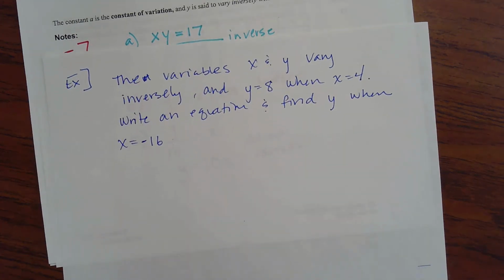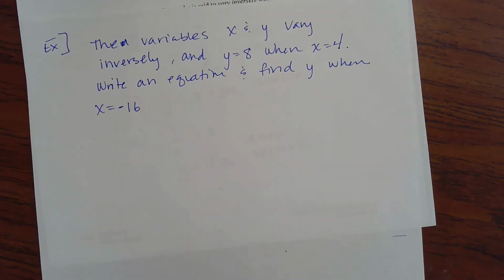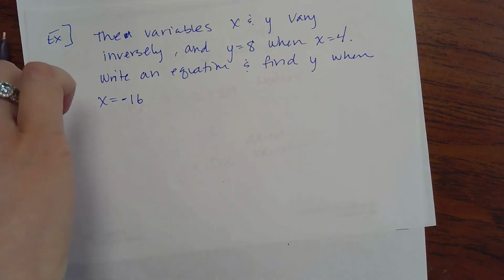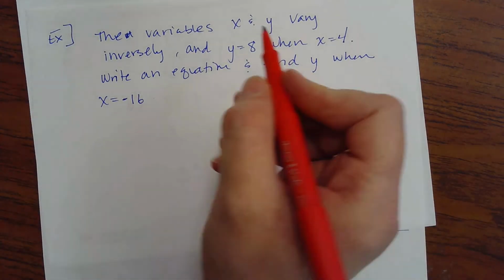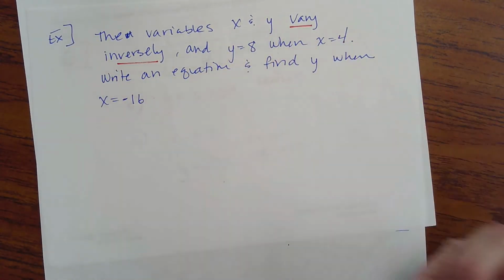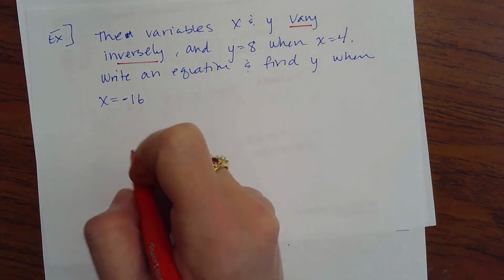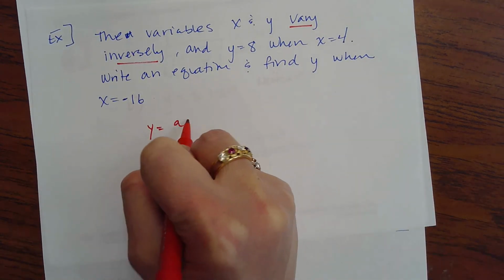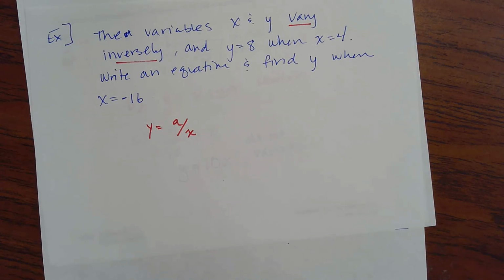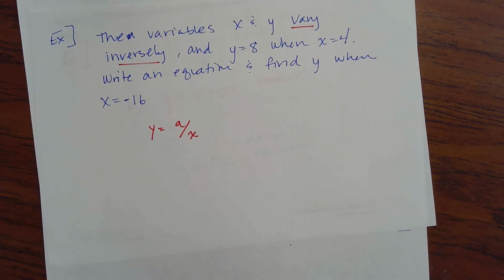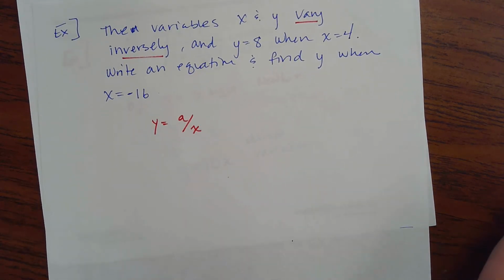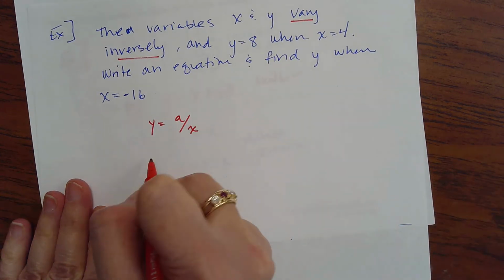So I wanted to give you one example of this. Let's take this scenario. If it says x and y vary inversely, what I would do is start with my inverse equation, y equals a over x. And it says y is equal to 8 when x is equal to 4.